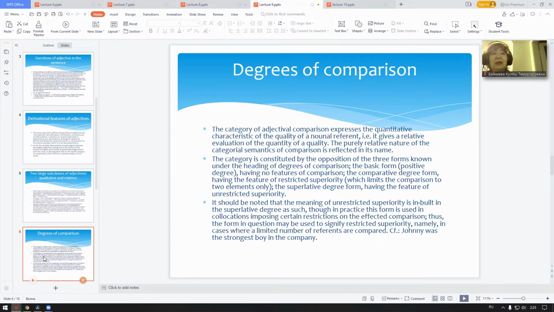It should be noted that the meaning of unrestricted superiority is built in the superlative degree as such, though in practice this form is used in collocations imposing certain restrictions on the effected comparison. Thus, the form in question may be used to signify restricted superiority, namely in cases where a limited number of referents are compared. Johnny was the strongest boy in the company.